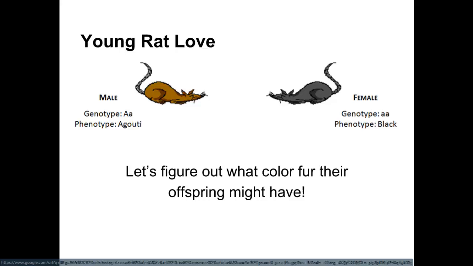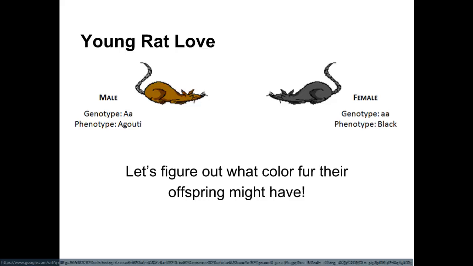So here we have a male rat with brown fur color, and a female rat with a black fur pattern. What would happen if this male and this female actually did mate? What are the chances that the offspring would look like the dad, and what are the chances that the offspring would look like the mom?